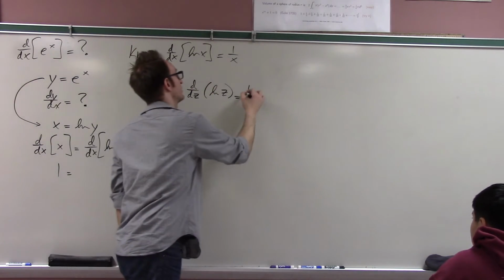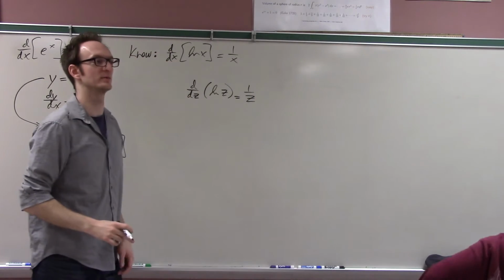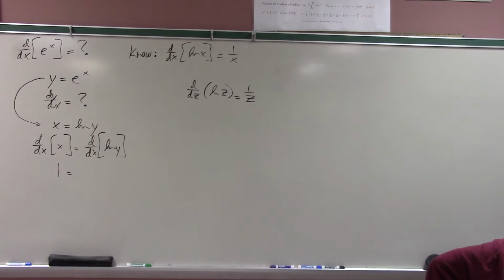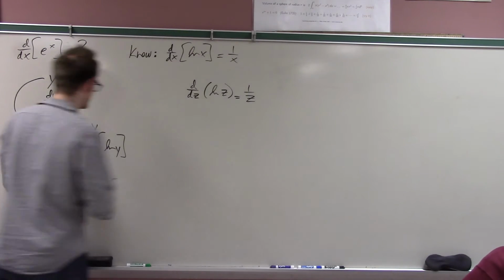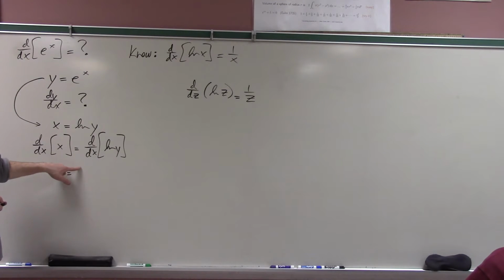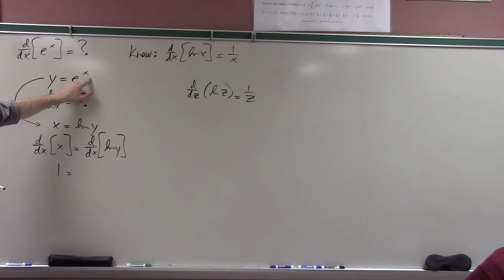1 over z. It would just be 1 over z, right? If you're answering that question, it means that you just understand what the derivative rule is. But here, I'm not asking for the derivative with respect to x. I'm differentiating with respect to a different variable. So this gets kind of weird, right? Because, in fact, y is a function of x.